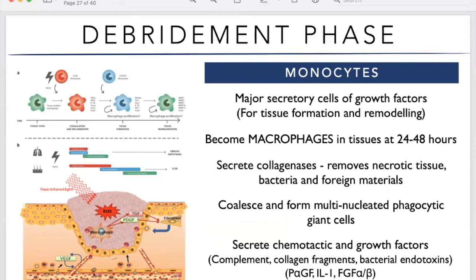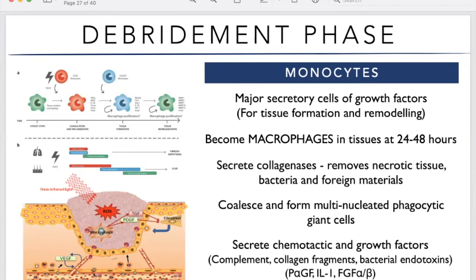So these macrophages, depending on the size of the wound, would also coalesce and form into those giant cells as needed. Kapag maraming bacteria, foreign materials to be phagocytosed, they could unite and form into these big cells, right? And also, they secrete, I already said it, chemotactic, meaning attracting more inflammatory cells and growth factors. So the complement series, collagen fragments, bacterial endotoxins, prostaglandin alpha, growth factor, interleukin 1, and FGF alpha and beta.